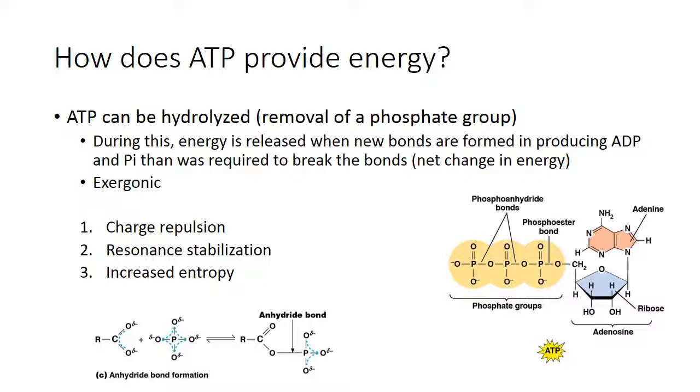And the last reason is increased entropy. So this molecule, as we take it apart, now that phosphate is no longer fixed in this stable structure here. So we're increasing our entropy, increasing our randomness. Now we've got two molecules instead of one, and that's going to release energy as well.